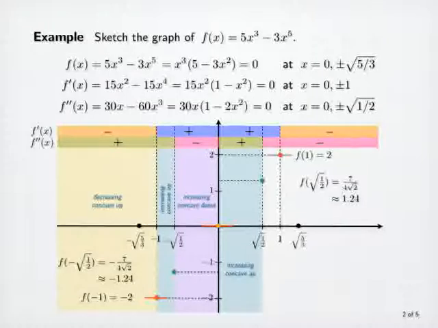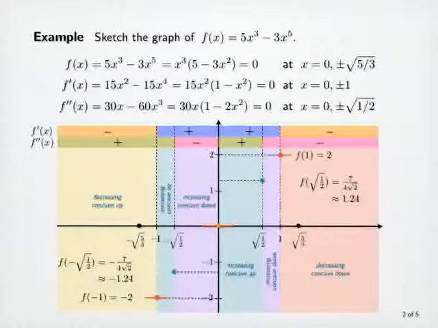Between the square root of a half and 1, f prime is positive while f double prime is negative, and so f is increasing and the graph is concave down. For x greater than 1, both f prime and f double prime are negative, and so the function is decreasing and the graph is concave down. So now let's sketch the graph.